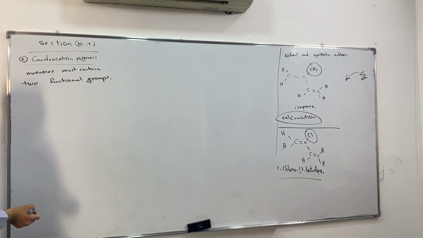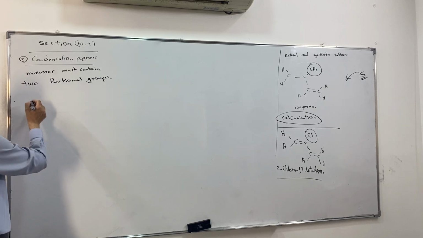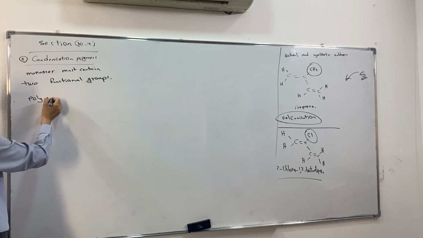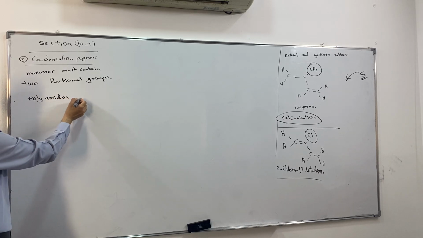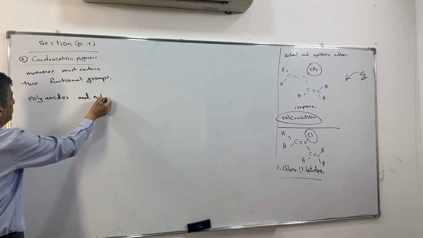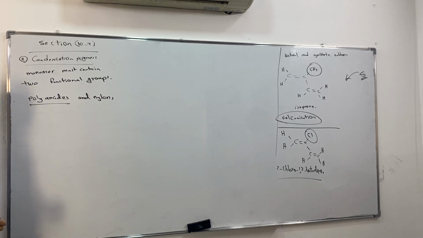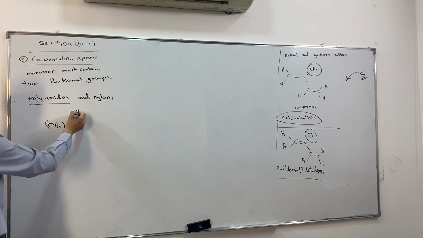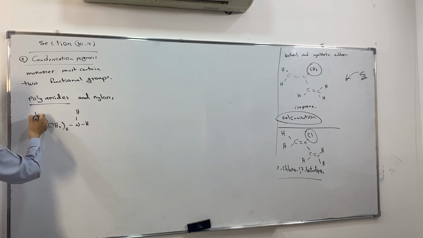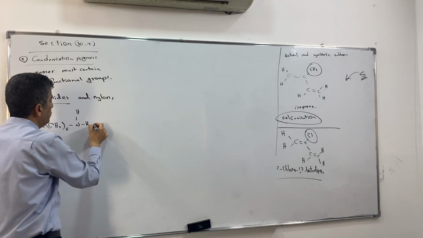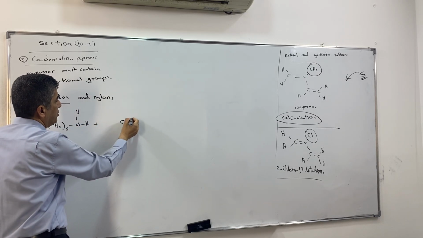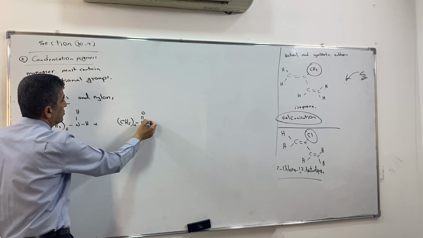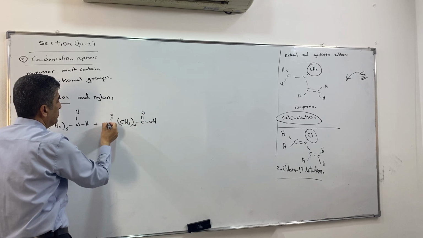One important example of a polymerization reaction is polyamide and nylons. The polyamide can be prepared by the condensation between two monomers. One of these monomers contains amine groups and is called diaminohexane. This is the first monomer. The second monomer is adipic acid, which also contains two functional groups, two carboxylic groups.